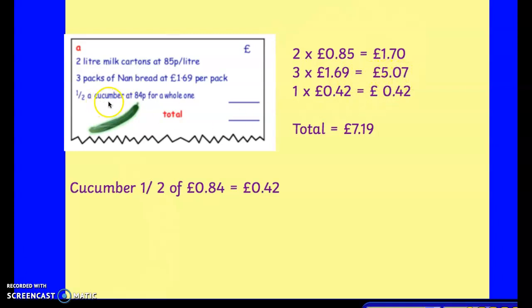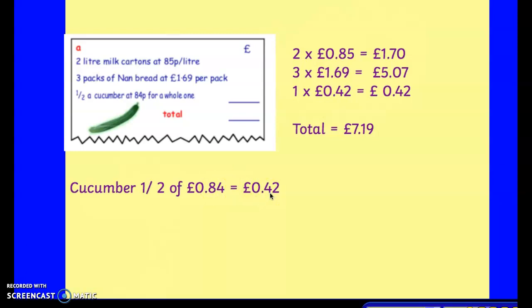Now the cucumber is slightly different. For a whole cucumber, it's 84 pence, but we only want to buy half of it. So to work out how much that half a cucumber costs, we need to divide the 84 pence by 2. So I've written that down here. So it's a half of 84 pence, which is 42 pence.